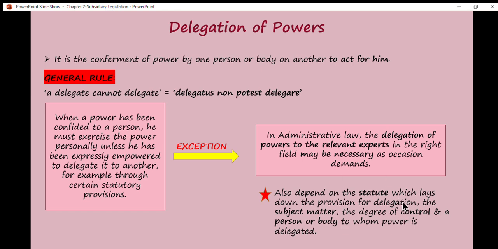But please bear in mind that all the delegation of powers depends on the statute, the subject matter, the degree of control, and to whom, a body or persons, the power is delegated.